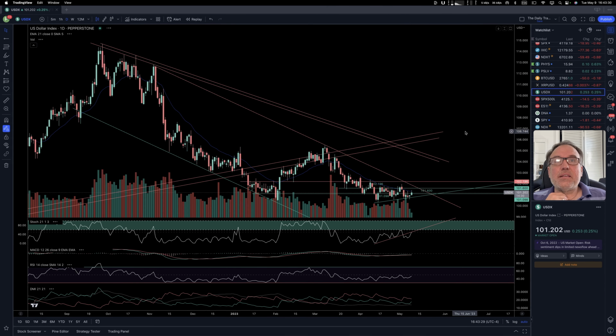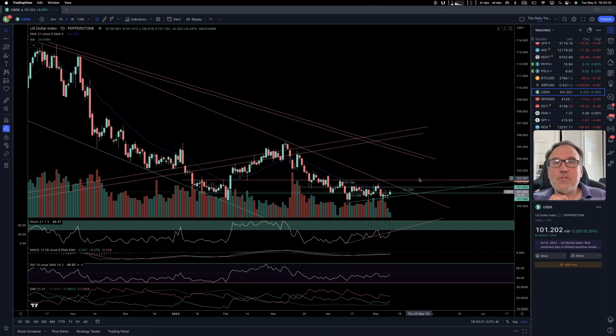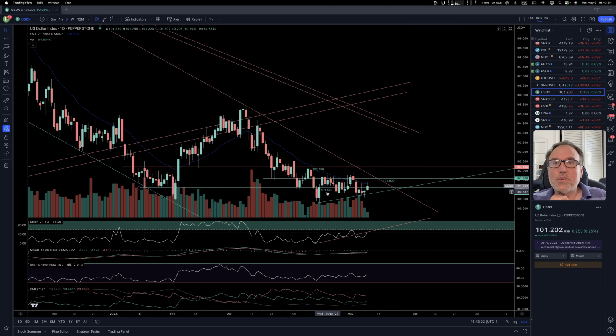And last but not least, US dollar climbing higher. Look at this. We broke above 101.098. It's coming back a little bit. So maybe it's going to come back on this support and continue the ride that it has started on April 12th.